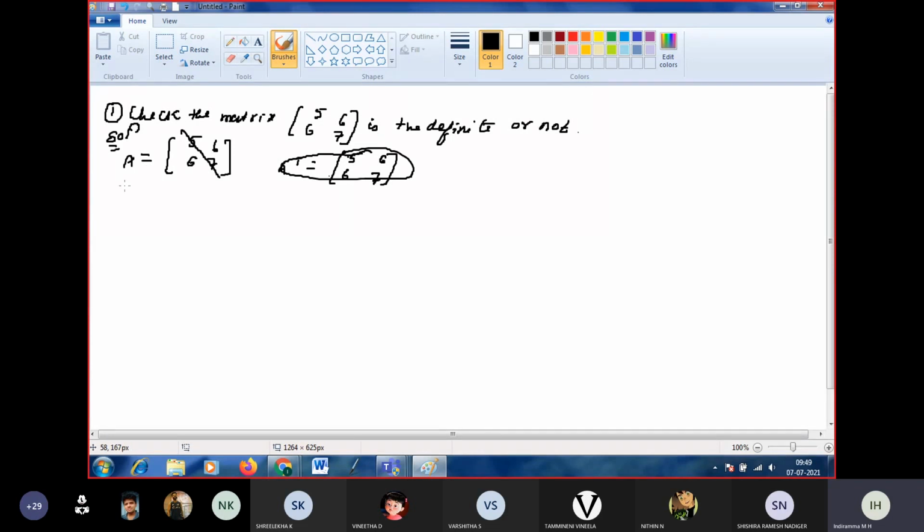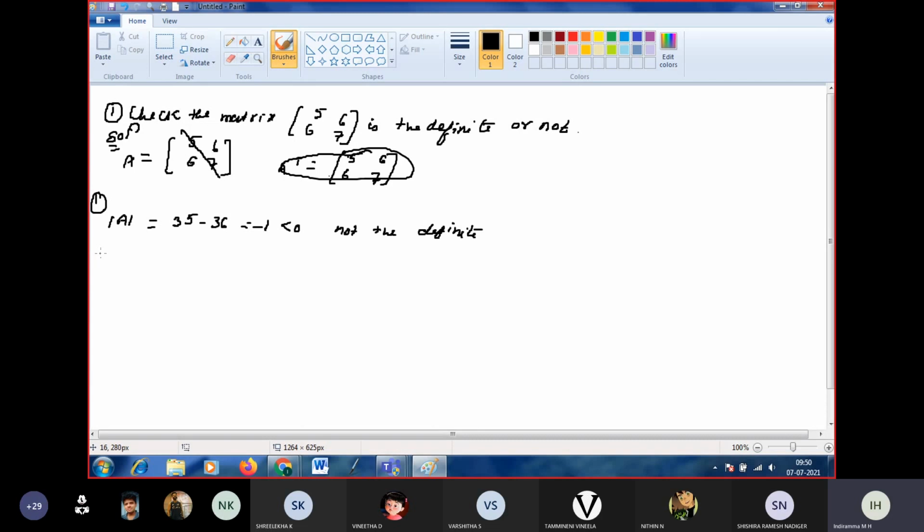Now we have to check whether it is positive definite or not. So first thing, find out the determinant of A. What is the determinant value? 7 5s are 35, minus 6 6s are 36, that is minus 1. Minus 1 is negative. So it is not positive definite. This is one test we have.